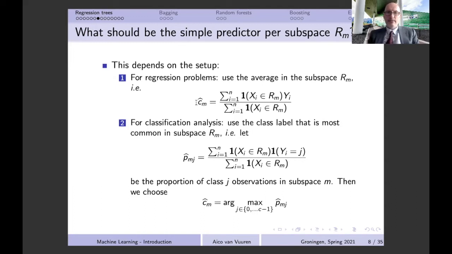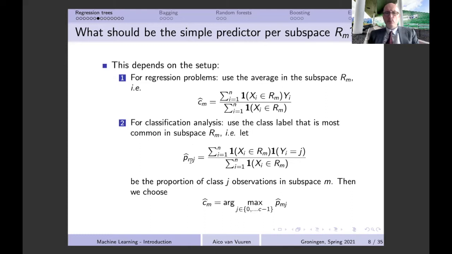So then Cm hat, the estimator of this thing that we have over here, is nothing else than the sample mean in a particular subset, in this case this subset Rm. That means nothing else than that we sum over all the observations of y in that particular subset, and we divide by the number of observations that we have in that subset. When we look at classification analysis, then we're going to do something else.